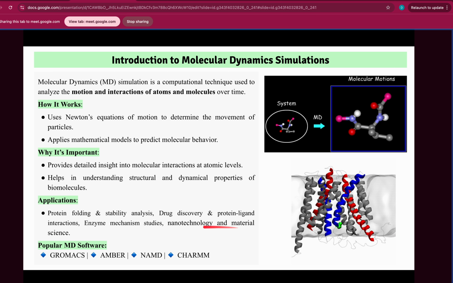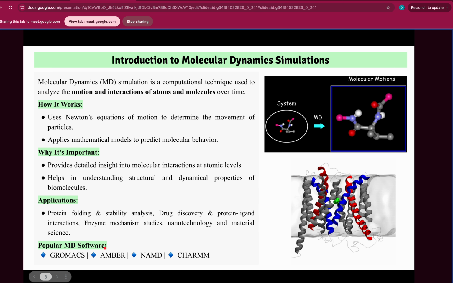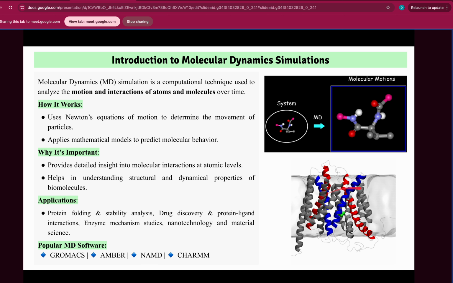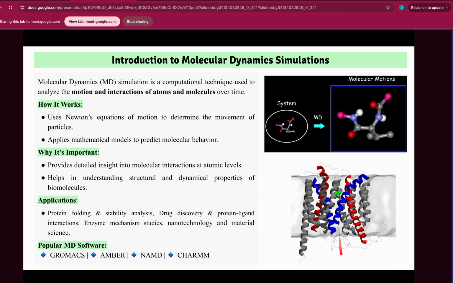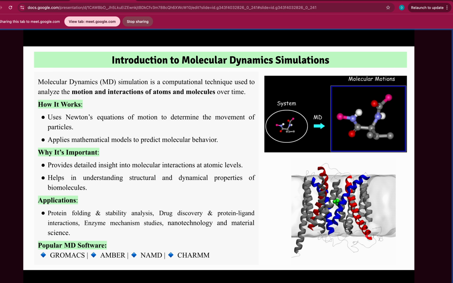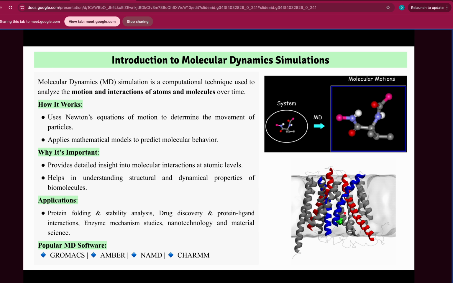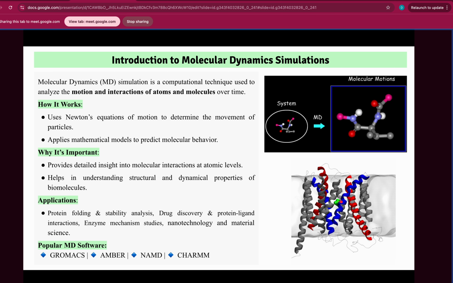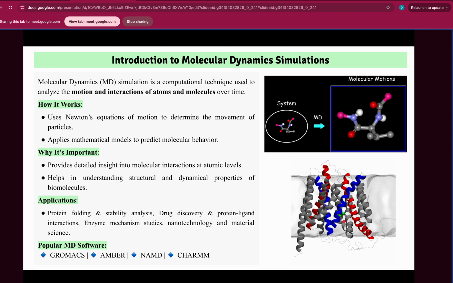Then nanotechnology and material science also use molecular dynamic simulations, and a few of the MD software packages are GROMACS, AMBER, NAMD and CHARMM. This is also one of the representations, showing how a particle is moving across the membrane. These are some of the transmembrane helices spanning the membrane. It shows how the movement is happening, how the helices are moving, and how this particular substrate is interacting at different sites. All those studies can be done with the help of MD simulations.